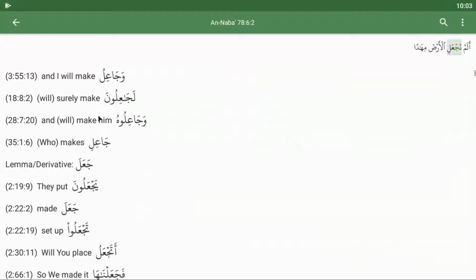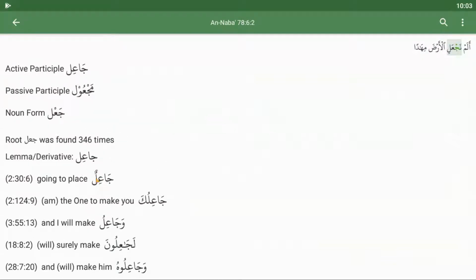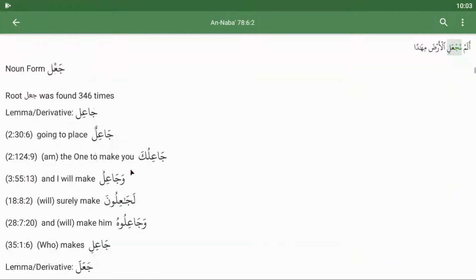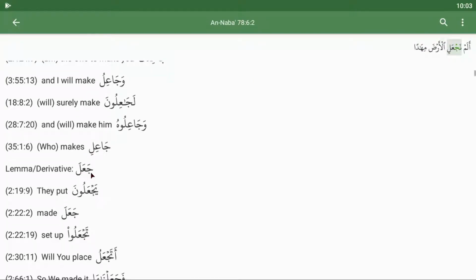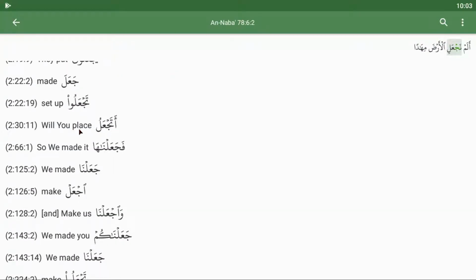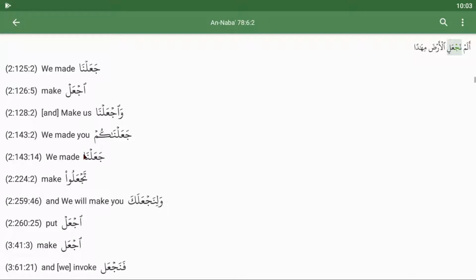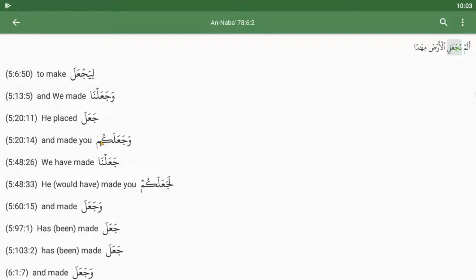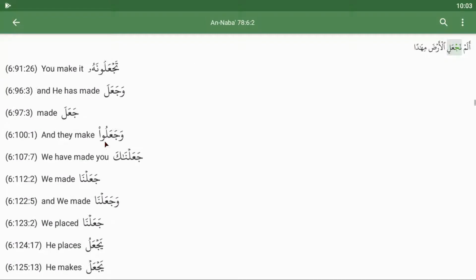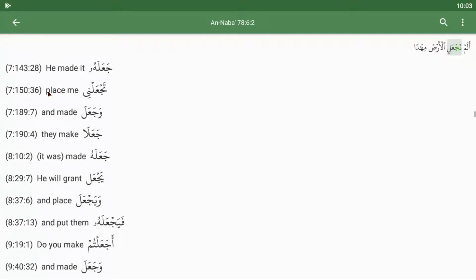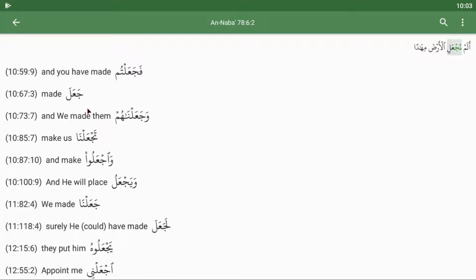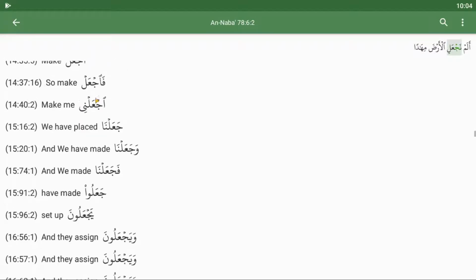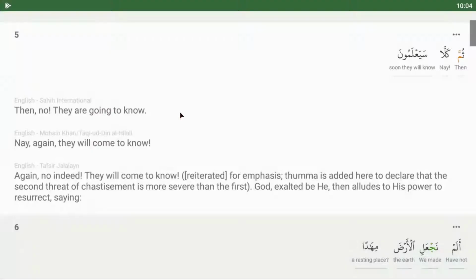Ja'il, going to place. Inni ja'ilun, I am going to place a khalifa in the earth. Ja'il, I will make. Ja'ala, yaj'aluna, to make. Ataj'alu, will you place? Ataj'alu alihatan, will you make all the gods into one god? Ij'al, make. Ja'ala, to place, to make and so on. Do you make? And we made. وَجَعَلْنَاهُمْ خَلَائِفَ فِي الْأَرْضِ. اِجْعَلْنِي. So many times it comes. Ja'ala.